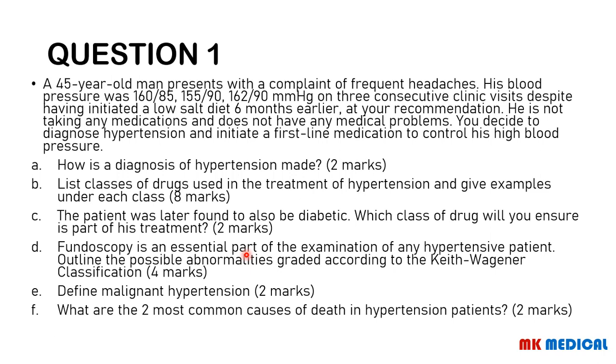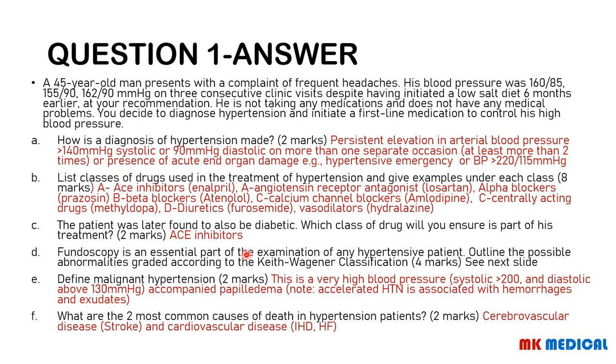And here comes the answer. So this person had persistently elevated high blood pressure. Remember that you have this persistent elevation in arterial blood pressure that's going to be greater than 140 millimeters of mercury systolic and 90 millimeters of mercury diastolic on more than one separate occasion, meaning at least 2 or more occasions apart.